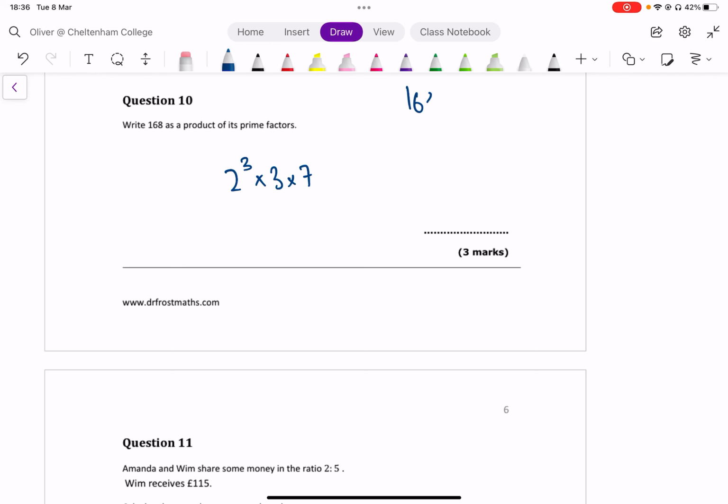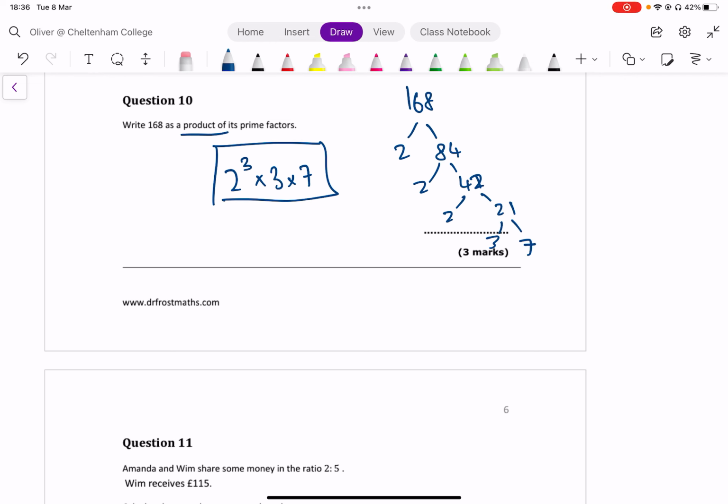The alternative is obviously divide it down, so we know it's 2 and then whatever that would be, 84 and 2 and 42, 2, 21, 3, 7. Either way, we've got to get to that and write them multiplied together because it's a product.